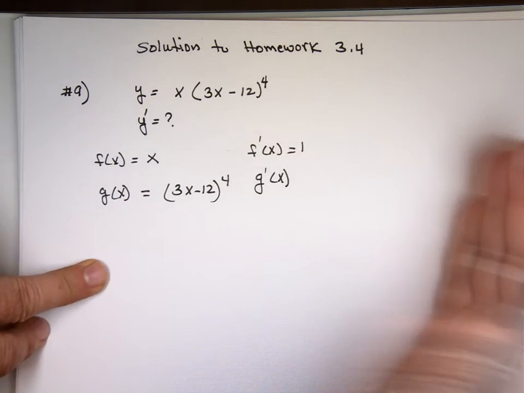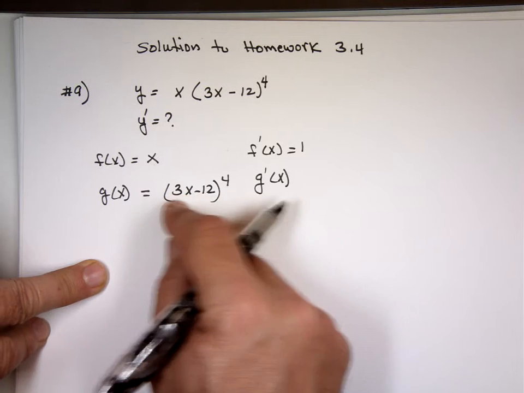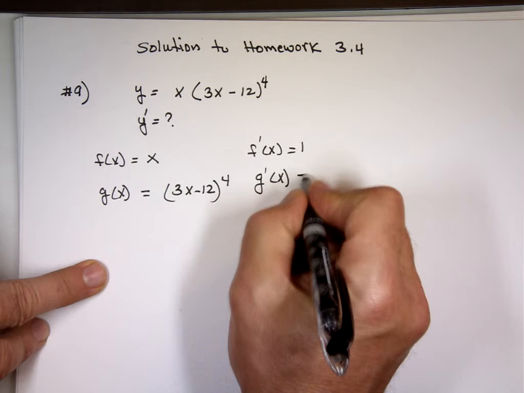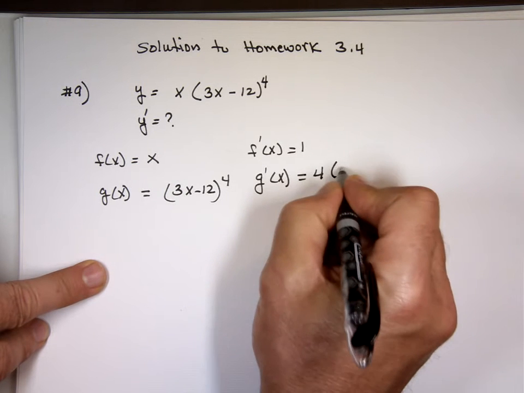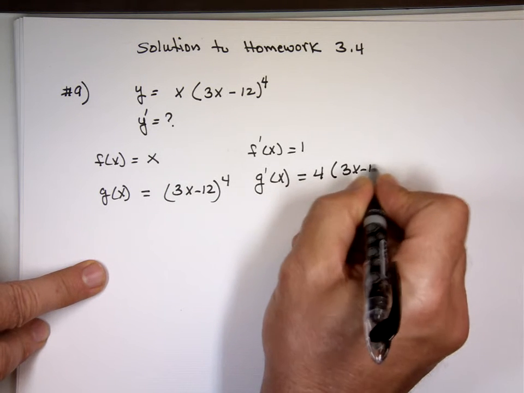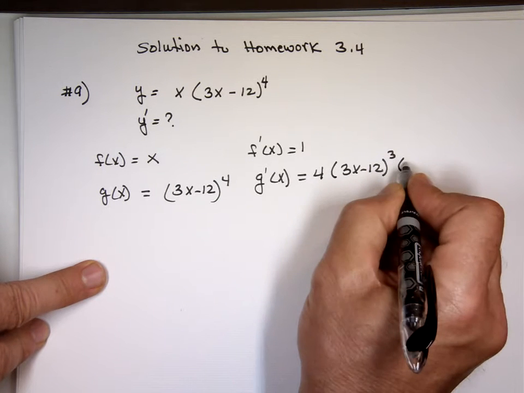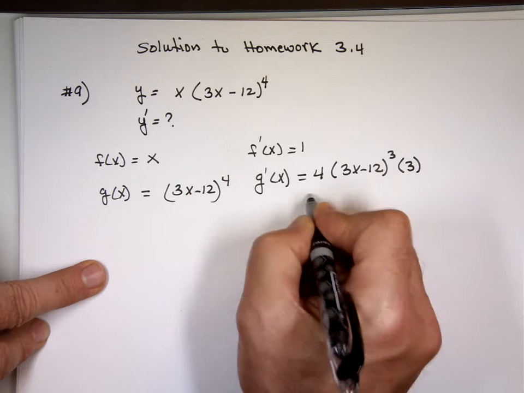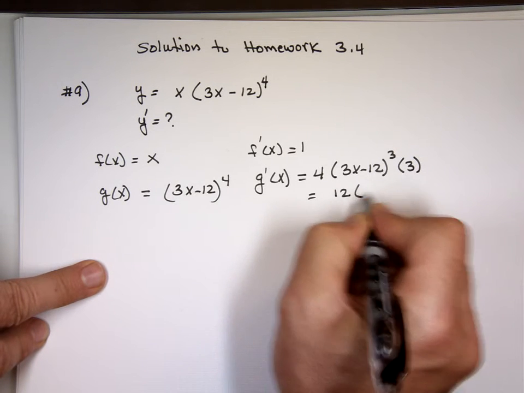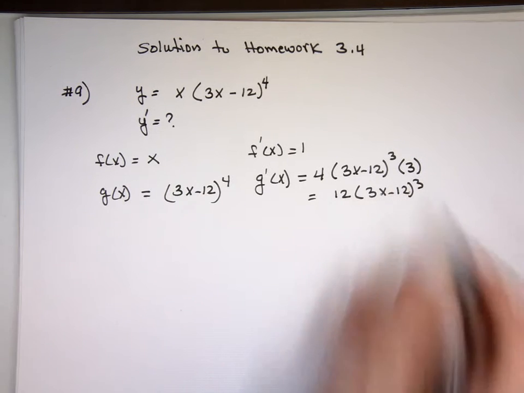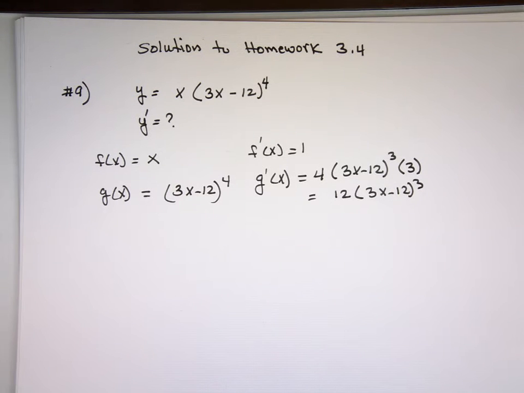Now notice that's why you have to do the homework every week, because that was from last section. The derivative of this is what? 4 times 3x minus 12 to what power? 3, times the derivative of what's on the inside, which is 3. So when you simplify that, that's what? 12 times 3x minus 12 cubed. 36? No. I thought you were bringing it through. Nope, can't. That's power 3.